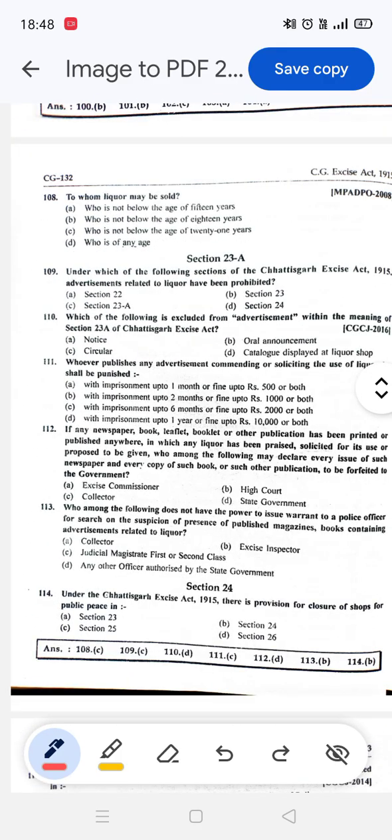To whom liquor may be sold? Question 108. To whom may liquor be sold who is not below the age of 21 years? So option C is correct.